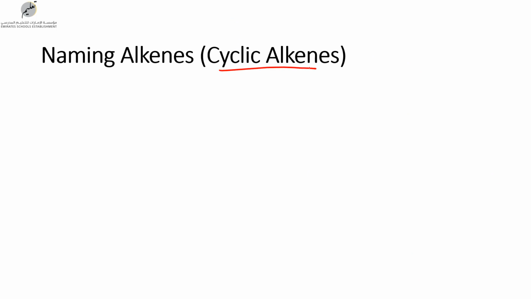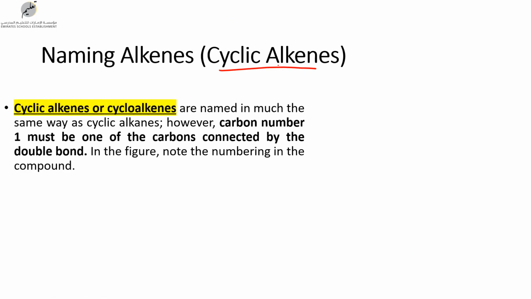How to name cyclic alkenes? The same way we name cycloalkanes. Okay? But carbon number 1 must be one of the carbons connected to the double bond. So this is the condition. It's the same as cycloalkanes, but carbon number 1 should always be the one that has the double bond.